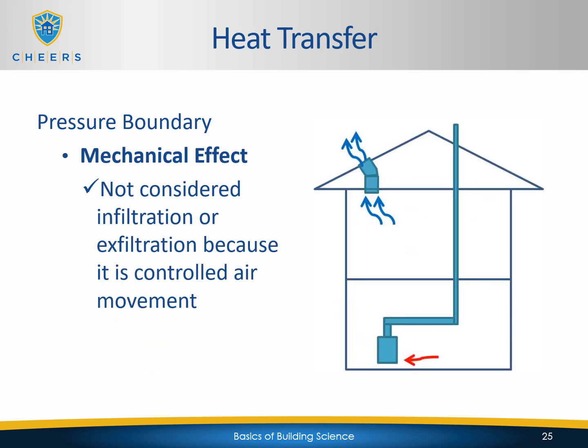One last way for air to go in or out of the house is the mechanical effect. In this particular scenario, this is not considered infiltration or exfiltration because it is controlled air movement. As I said earlier, the key word for infiltration or exfiltration was uncontrolled. This is controlled because you actually have a mechanical system that is pulling or pushing air in or out of the house at preset times in pre-designated locations and so forth. So mechanical effect is not considered infiltration or exfiltration, but when we're talking about heat transfer and air movement, nonetheless, this has to be part of the conversation. In addition, mechanical effect can cause other problems, which we'll talk about in a minute.